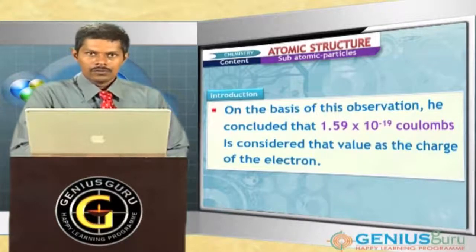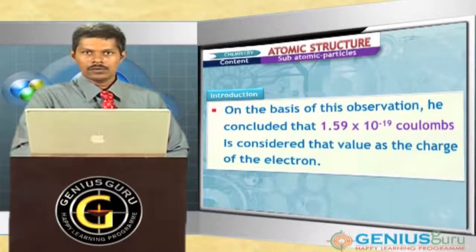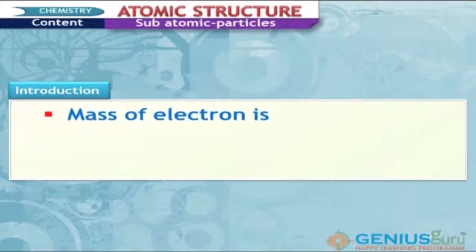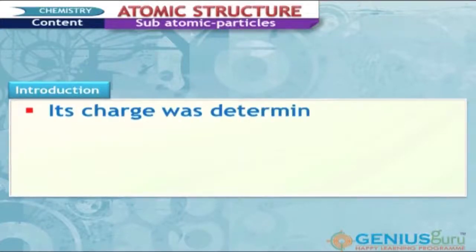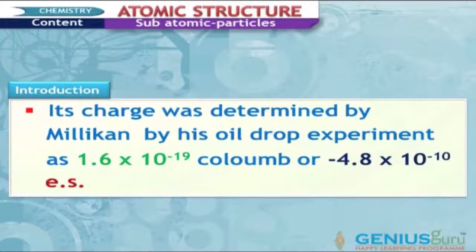Before this, J. J. Thomson found the charge to mass ratio of the electron. Later, using the Millikan oil drop method, we found out the charge of the electron. From these two values, the mass of the electron is found as 9.1 into 10 power minus 31 kg. If we express this in AMU, the mass of the electron is 0.00055 AMU. Its charge was determined by Millikan by his oil drop experiment as 1.6 into 10 power minus 19 coulombs. Otherwise, if it is expressed in electrostatic units, it is minus 4.8 into 10 power minus 10 electrostatic units.